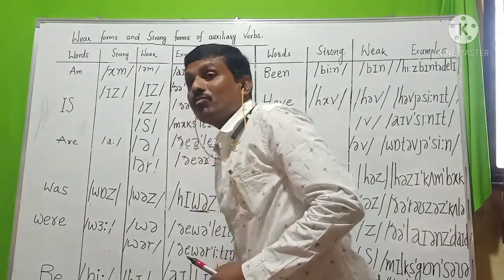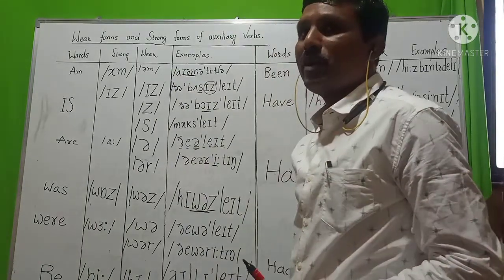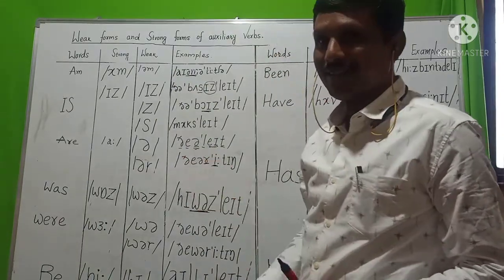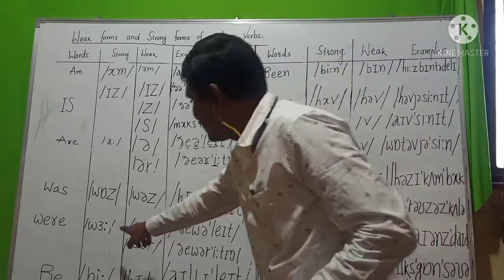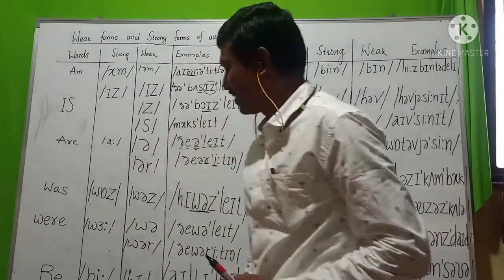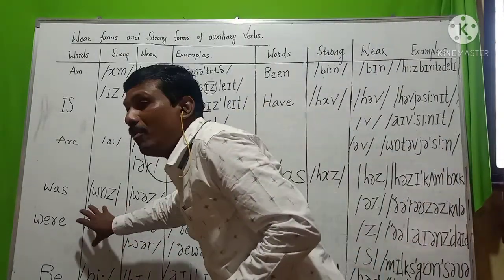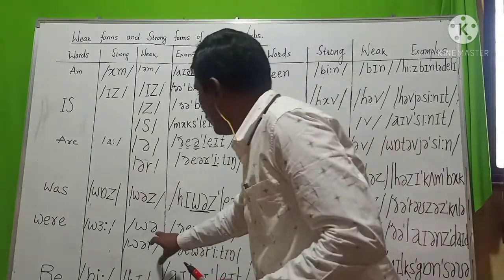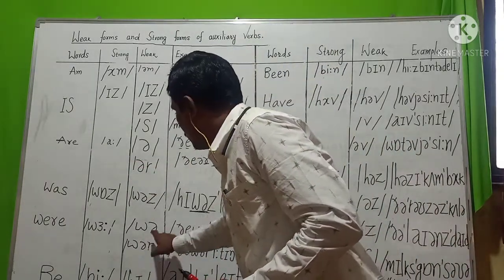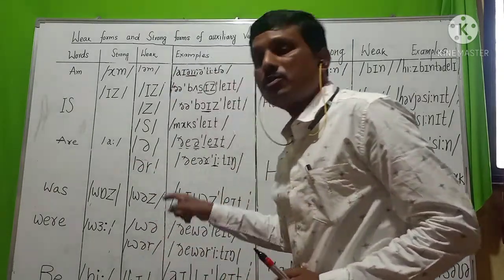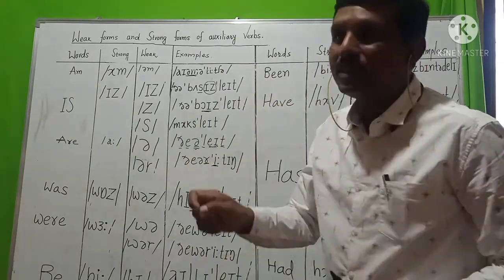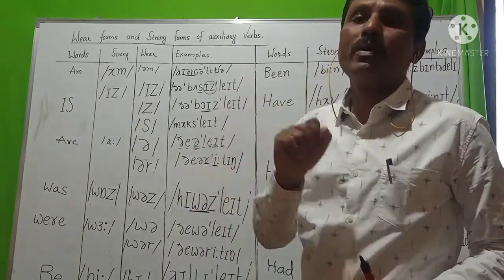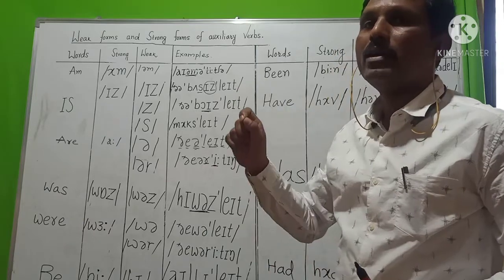The next is were. That's a mistake, it's not where, it's were. You can see it here. It's the strong form. Strong form is were. Weak form is wə or wər. It is wər if it is followed by a vowel, and it is wə if it is followed by a consonant.